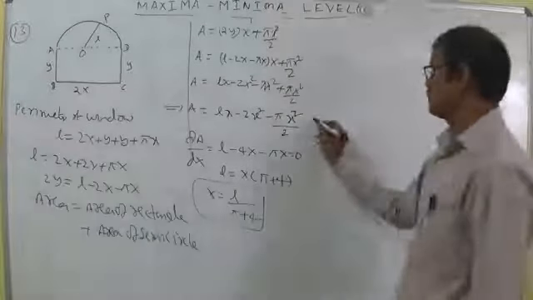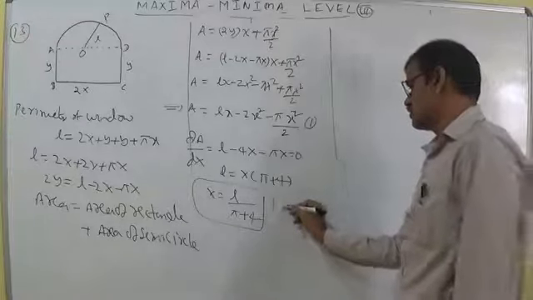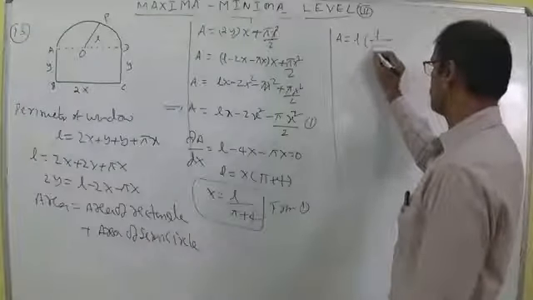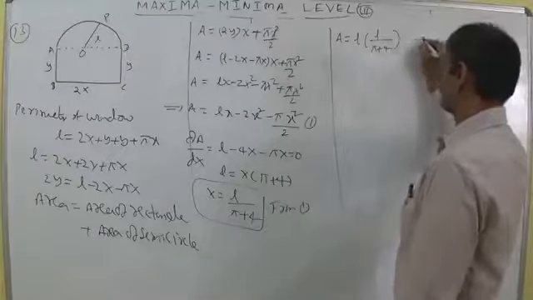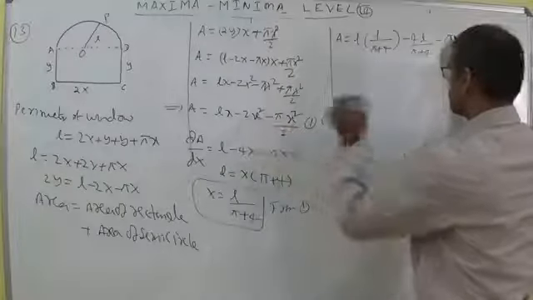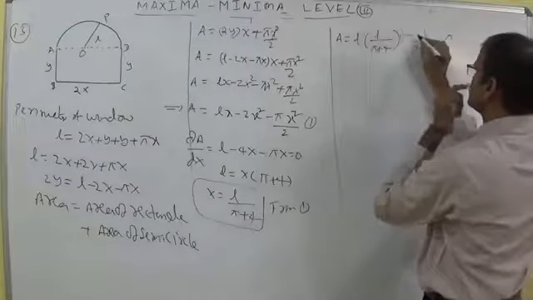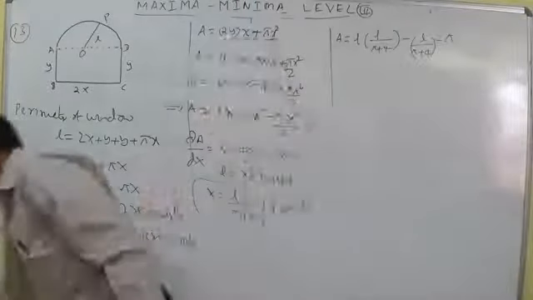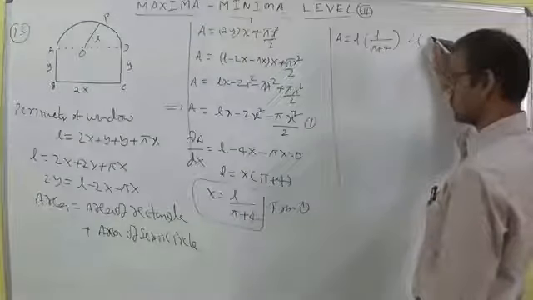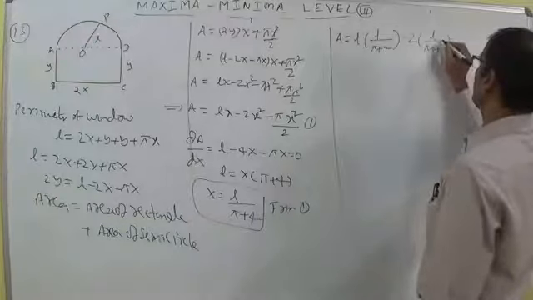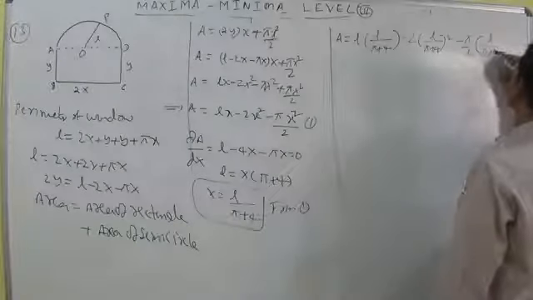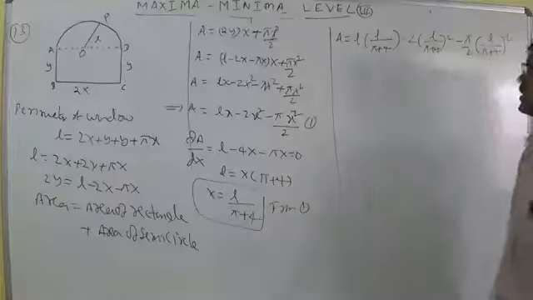You substitute the value of x in equation 1. So L into L by pi plus 4, minus 4 into L by pi plus 4, minus, here students, not 4, 2x square, so 2 into L by pi plus 4 whole square, minus pi by 2 into L by pi plus 4 whole square. Whatever the value we get, that is the answer.